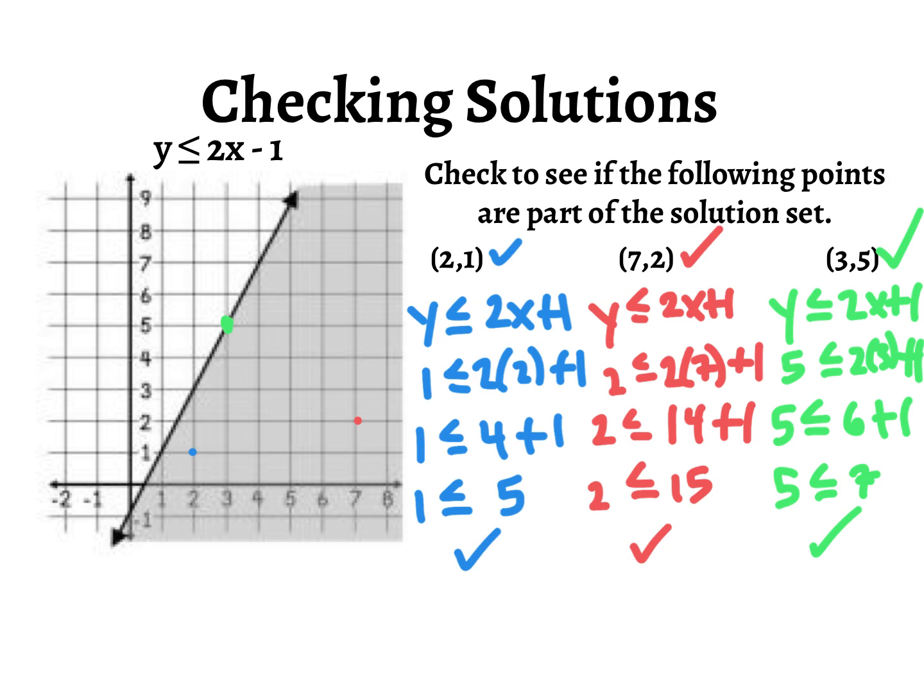This is pretty much it, guys. We've done several things. We've talked about how to graph a linear function, a linear inequality, and then if I give you a linear inequality or a graph, can you go backwards and write the equation, and then how to check solutions. And that's pretty much it. So let's try one last example to wrap it all up and put it together.